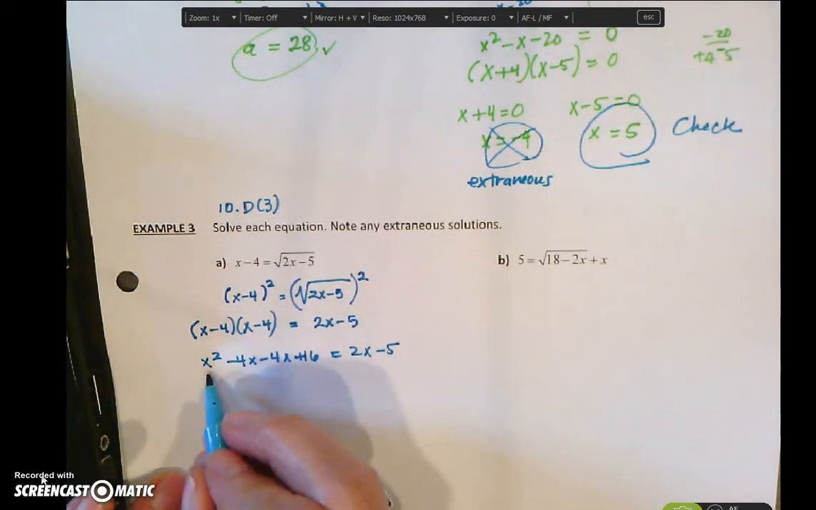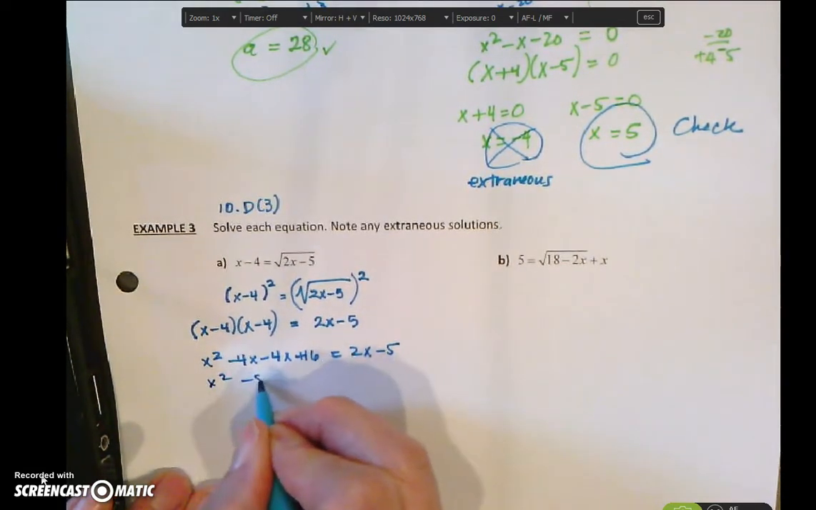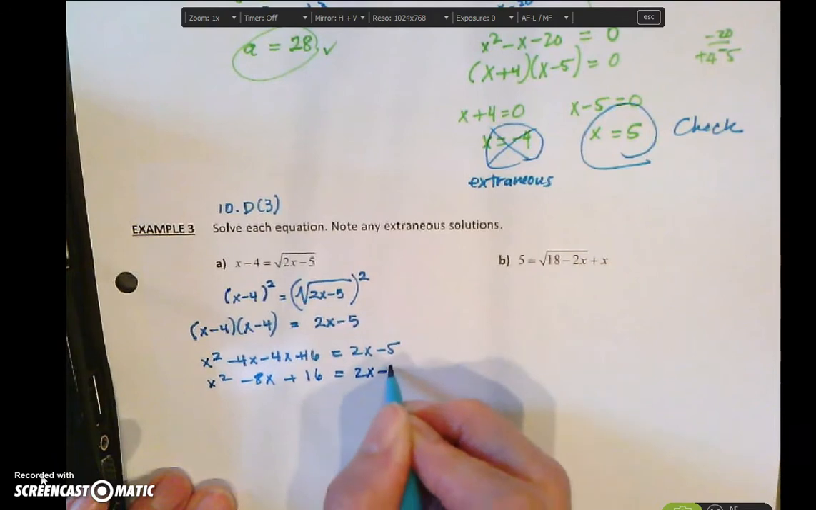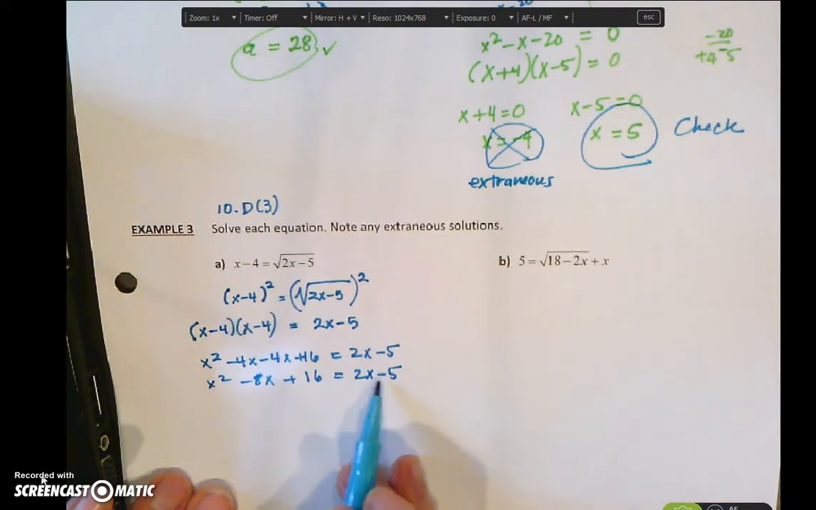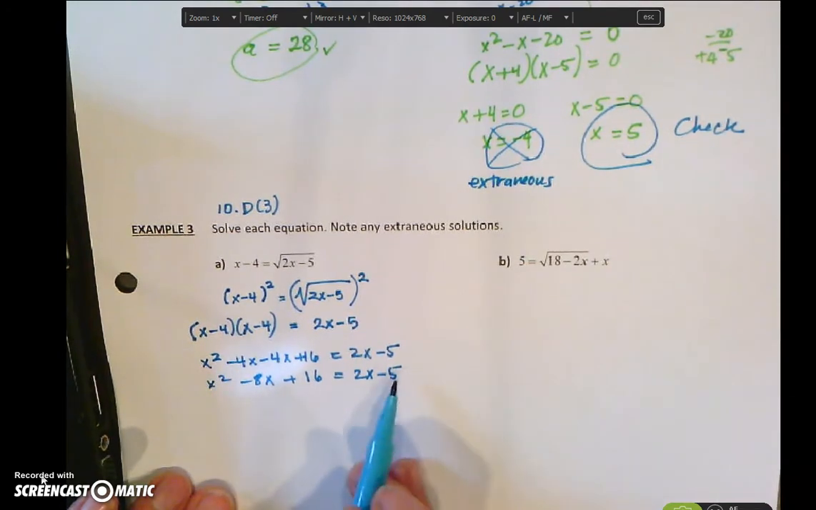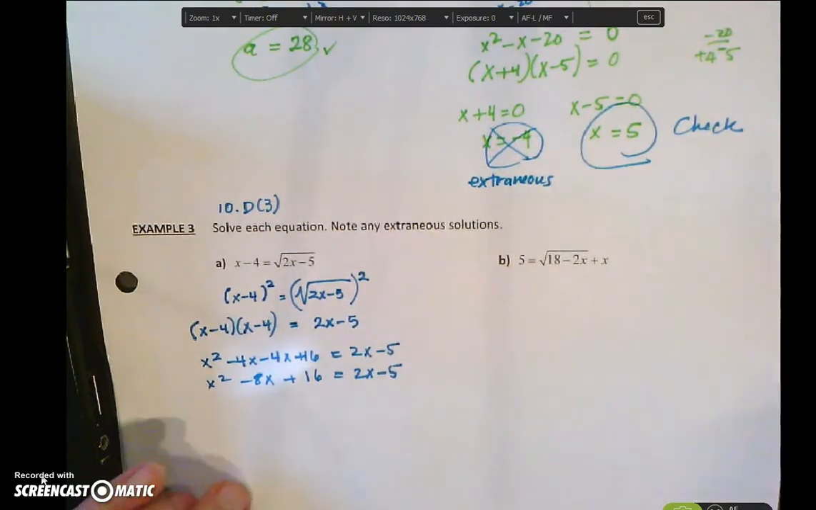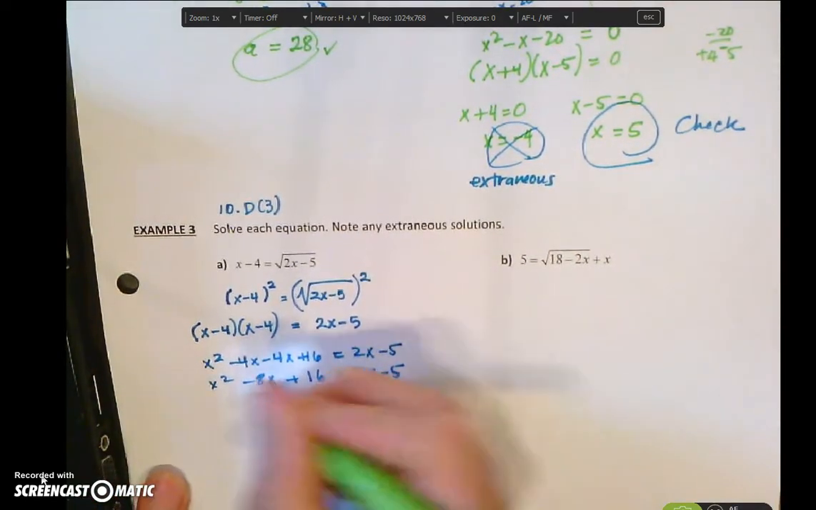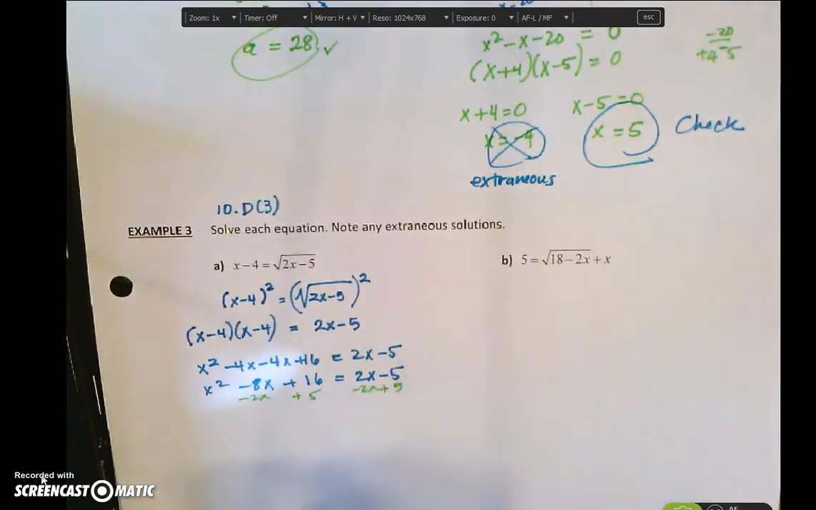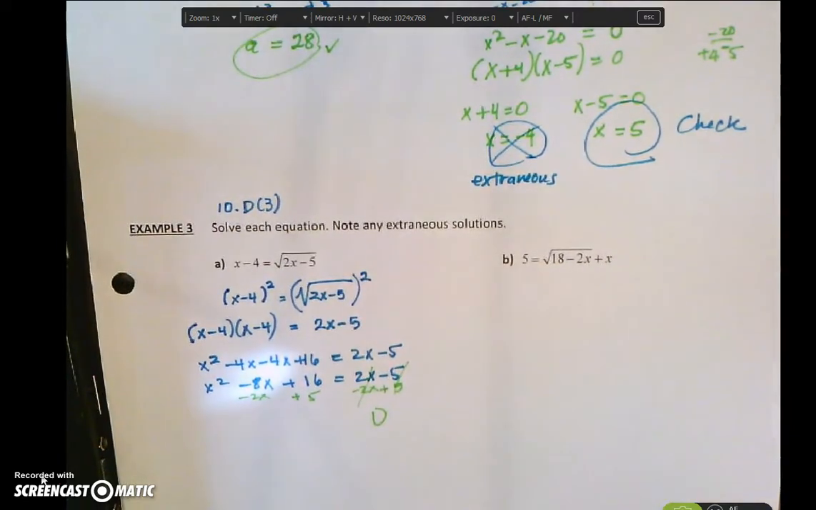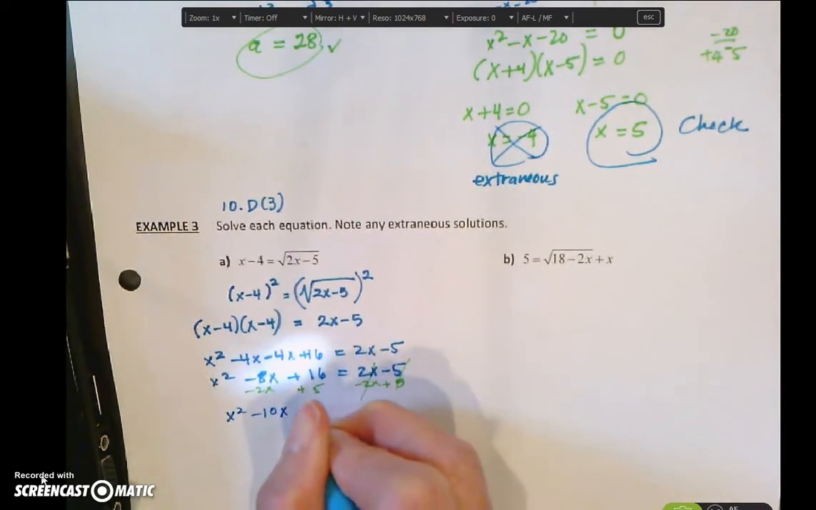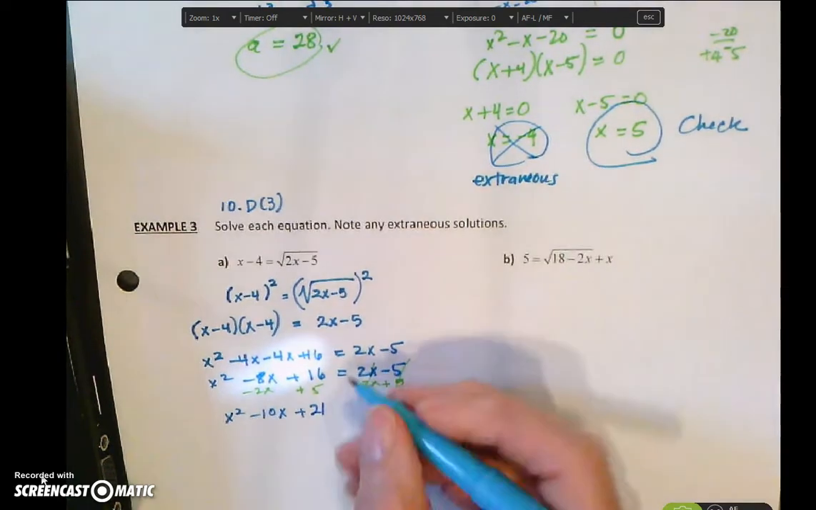Again, you're going to notice that you've got the x squared right there. I'll go ahead and simplify this left side. X squared minus 8x plus 16 is equal to 2x minus 5. All right, so when I decide what to do, what I observe is the x squared. So if I have an x squared, that means I need a 0 on the other side. So I am going to subtract the 2x from both sides and add the 5 to both sides, so that over here I'm going to get 0. And on the left side, I'll have x squared minus 10x plus 21.